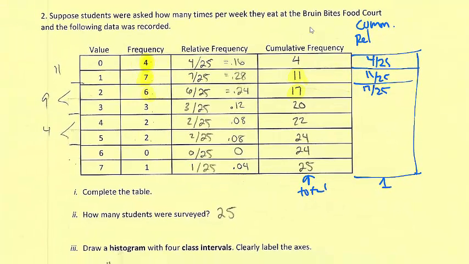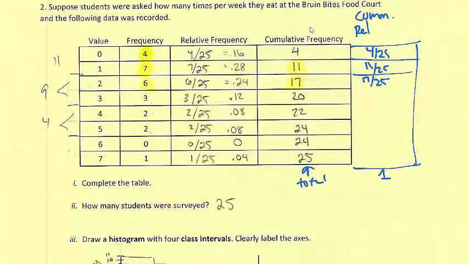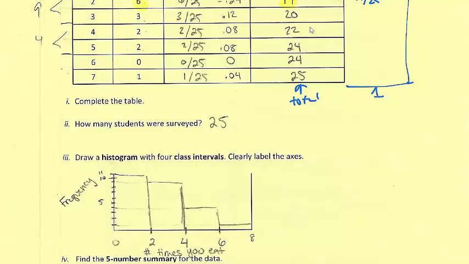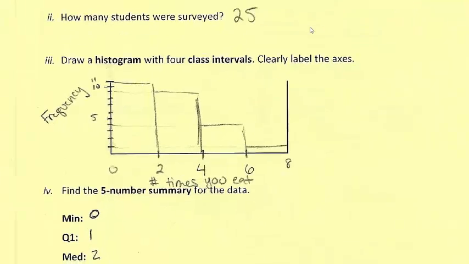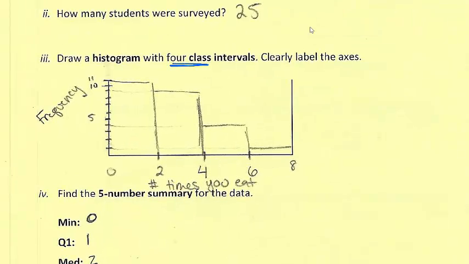All right. How many students were surveyed total? 25. If you're out on your phone, get off of it. This was one of the most interesting or hardest parts. It said 4 class intervals. Okay, it means we want to break the data up so there are 4 columns.